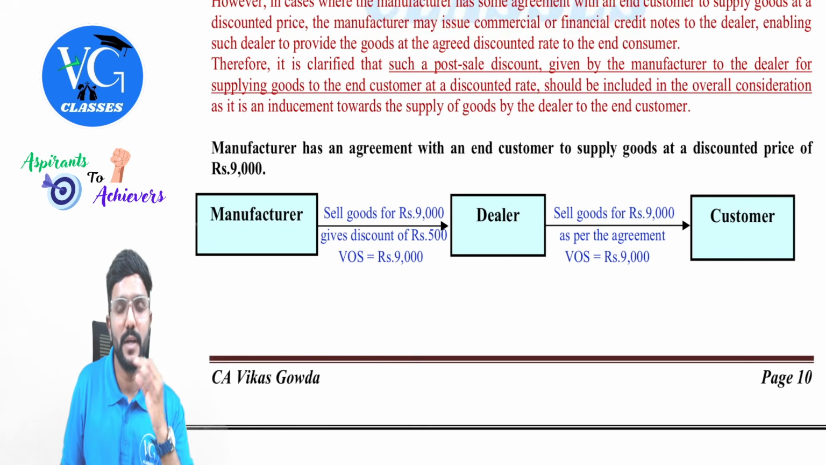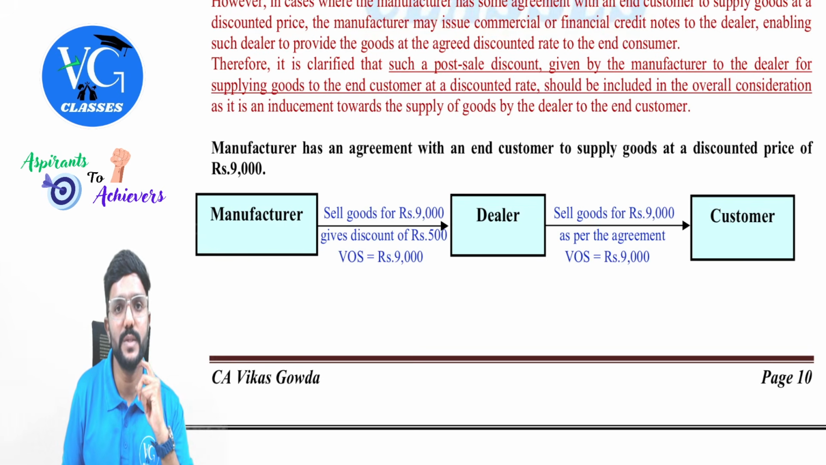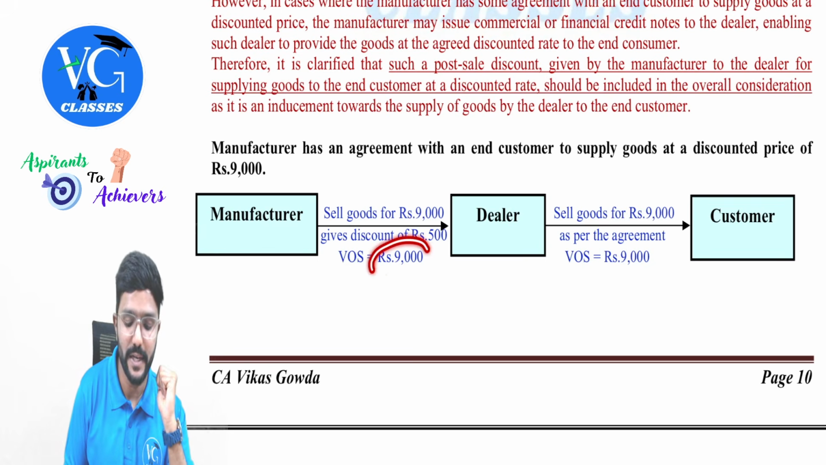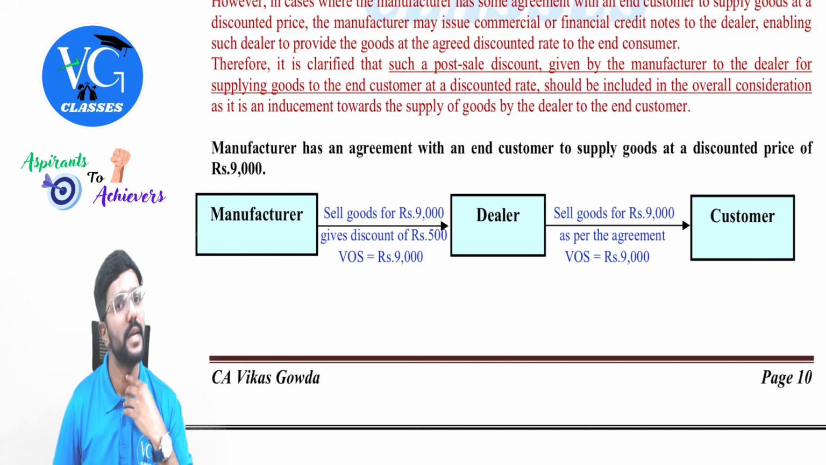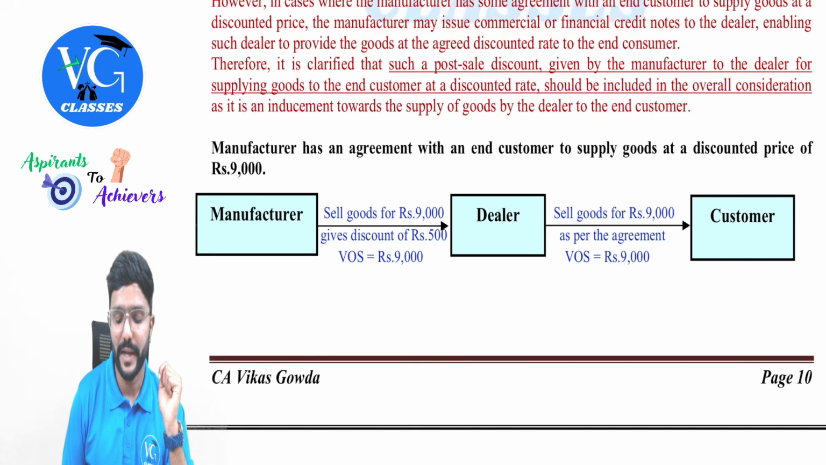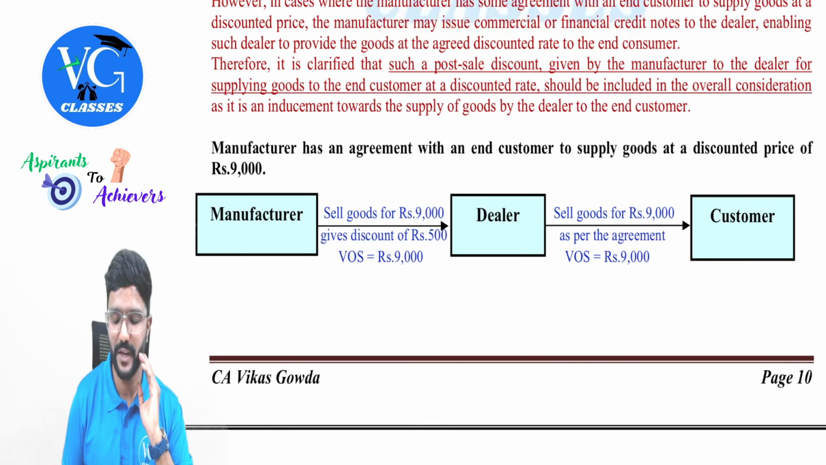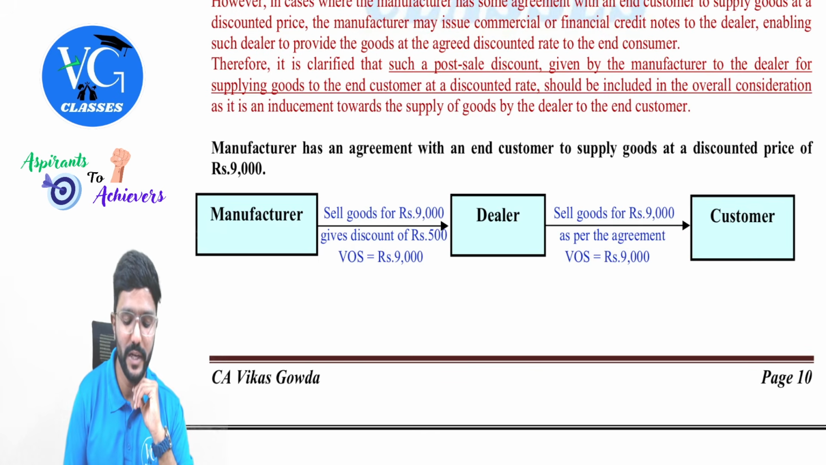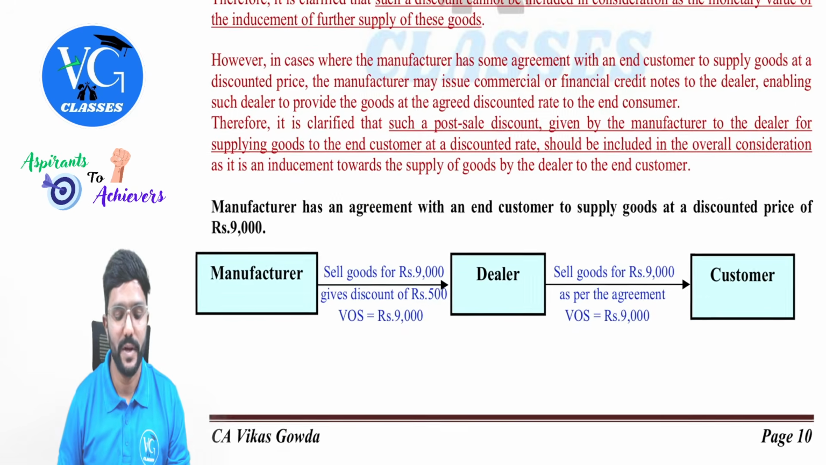Now the question is, sir, what is the value of supply between the manufacturer and dealer? Is it 9,000 or is it 8,500? The clarification is that it is 9,000. We will not allow reducing 500. Same way, sir, what is the value of supply for the goods sold by the dealer to the customer? We will take 9,000 straight away. There is no confusion here. The only confusion was here. So they have clarified that the discount is not allowed. Discount is not allowed, guys. So what is it? We will see.